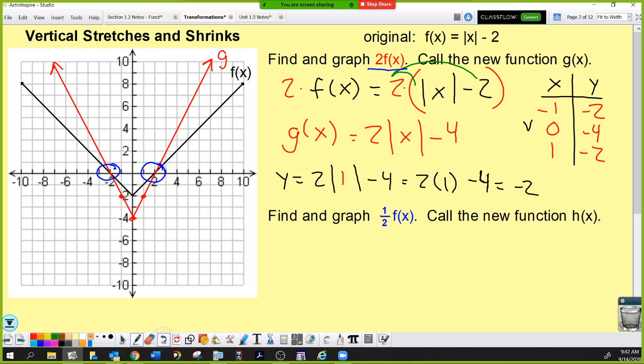And in this one, all the points except for the x-intercepts got further away from the x-axis, and the dead giveaway was, look at the vertex. This is a vertical stretch. How much taller? It is exactly twice as tall. So we would describe this as a vertical stretch factor 2.